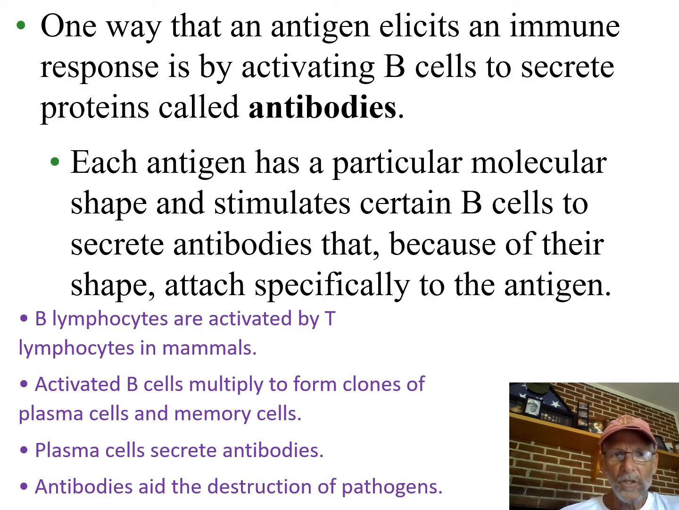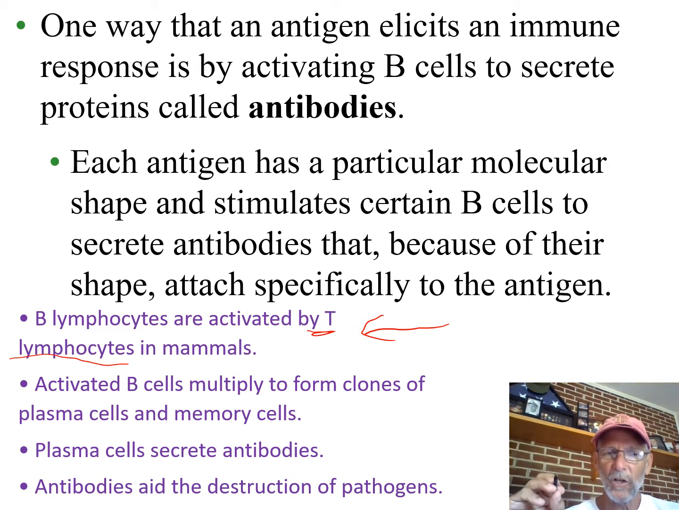B cells secrete proteins called antibodies. They did mention T lymphocytes, but I think this is the only place they mention T lymphocytes, right? And again, the standard level syllabus promises not to ask you about certain types of white blood cells. The higher level syllabus does.